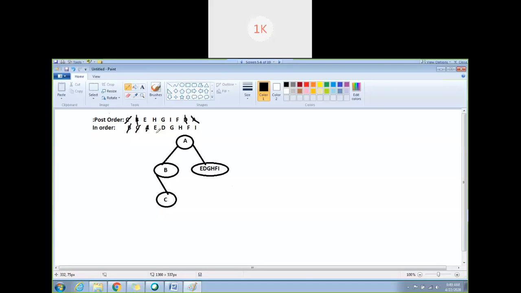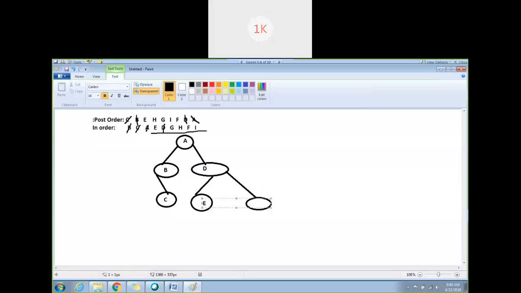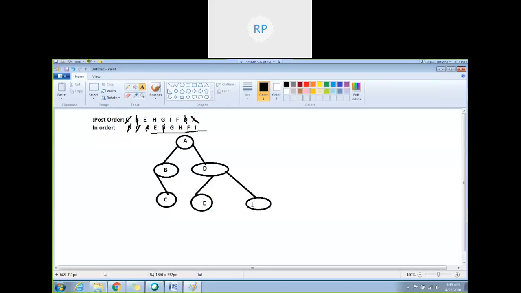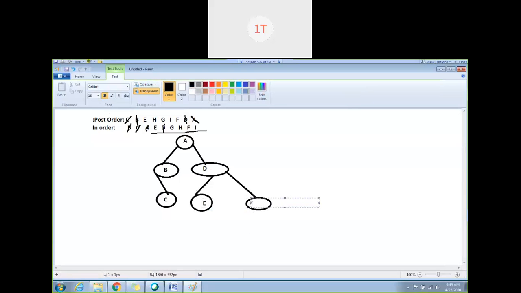Yes, D. I have found D in all these elements, so D is the root element. Then which will come on the left side? E is on the left side, G, H, F, I on the right side. D is my root element. Left side only E, correct? Yes, ma'am. And then here what elements will come?